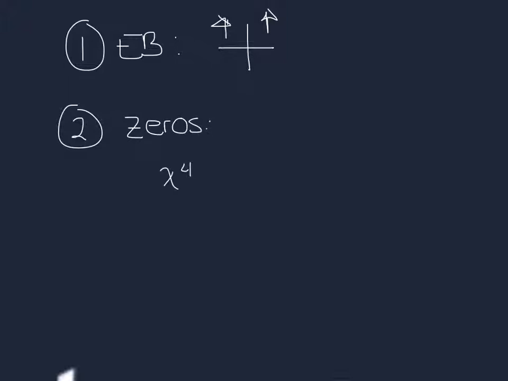So x to the 4th power, it's positive, it's even, so the end behavior, good, it's going to rise on the right and rise on the left. The next thing I want to do is find my zeros. So the second thing is zeros. Remember that was x to the 4th. So x to the 4th minus 4x squared equals 0.